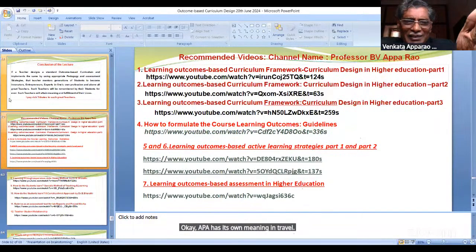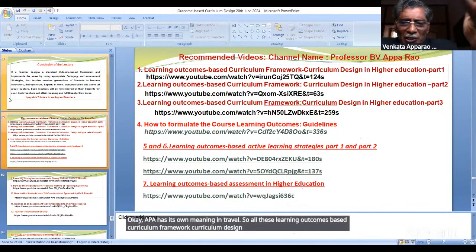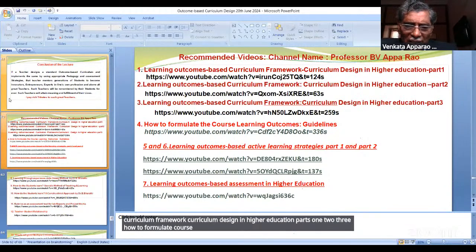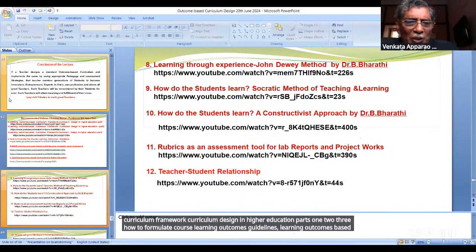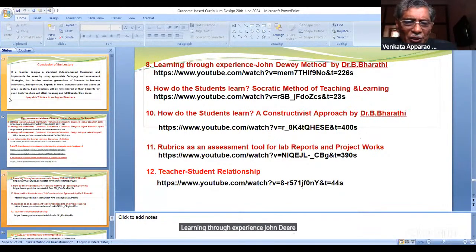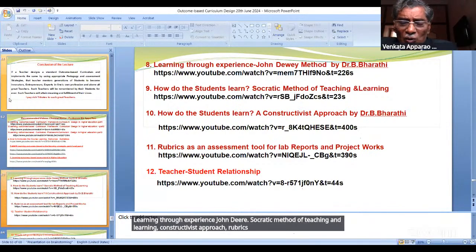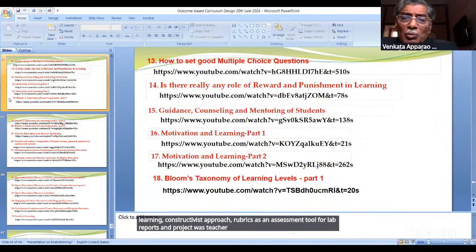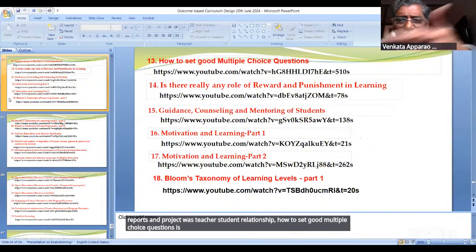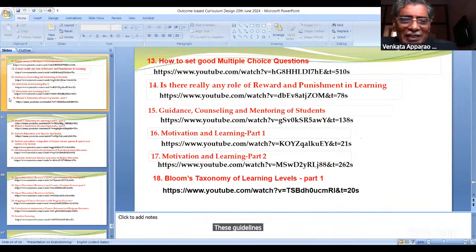So all these learning outcomes based curriculum framework, curriculum design in higher education, parts 1, 2, 3, how to formulate course learning outcomes guidelines, learning outcomes based active learning strategies, part 1 and part 2. Learning through experience, John Dewey method, Socratic method of teaching and learning, constructivist approach, rubrics as an assessment tool for lab reports and project work, teacher-student relationship, how to set good multiple choice questions is followed in many universities based on these guidelines. I have given the guidelines.